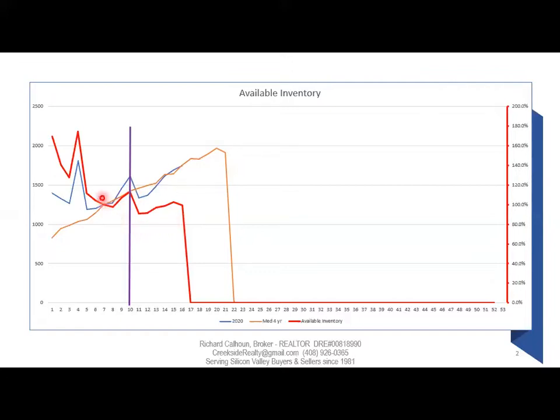The red line is the ratio between the data point, the blue line, and the benchmark, the 4-year median in this case. So right now, if you look at it, you can see the red line has been basically right about 100%, which means the inventory right now is 100% of what it typically is.